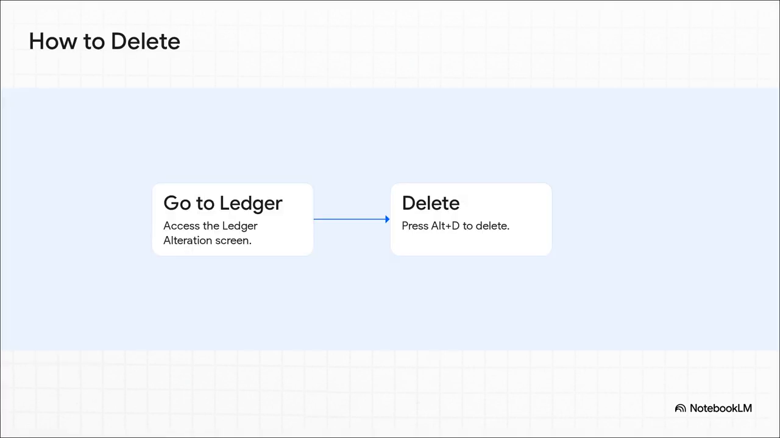Now, what if you have a ledger that's just old, obsolete, and you want it gone for good? It's literally this simple. Just get to that ledger's alteration screen using either of those two paths we talked about and hit the shortcut Alt+D. Tally will ask if you're sure, you say yes, and it's gone.